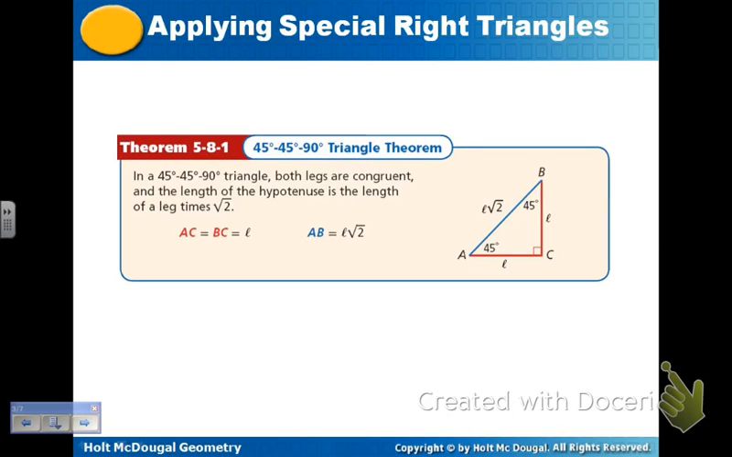All right, here's a theorem. It's your 45-45-90 triangle theorem, and it just says that in a 45-45-90 triangle the legs are congruent, which makes it isosceles, and the length of the hypotenuse is the length of the leg times the square root of 2. So look at this picture here. You can tell that the legs are congruent to each other. They're both represented with the letter L. And the hypotenuse is just going to be the length of that leg times the square root of 2.